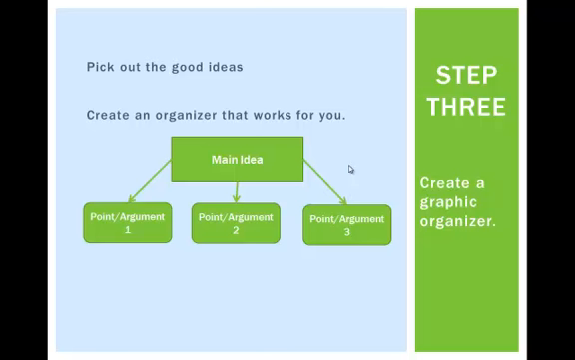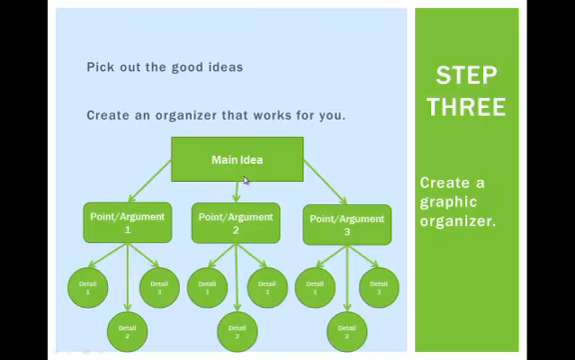If the prompt does not tell you how many supporting points or how many arguments you should include, 3 is a good general number to use. So if it doesn't tell you, I would strongly suggest going with 3. And then on your organizer, from each point or argument, you have details that further support it. Okay? Again, magic number being 3. 3 supporting details for each main point will help you build a really strong, developed paragraph.